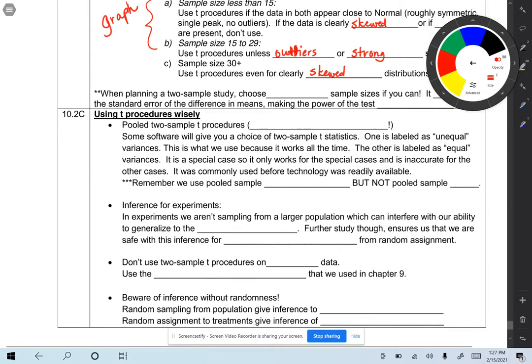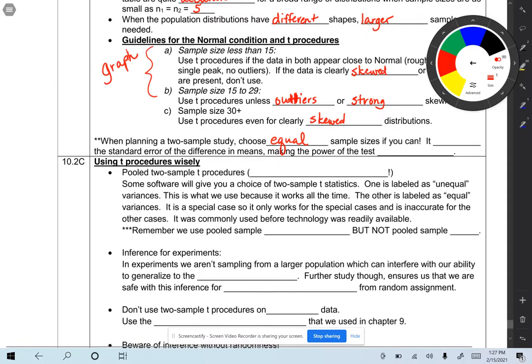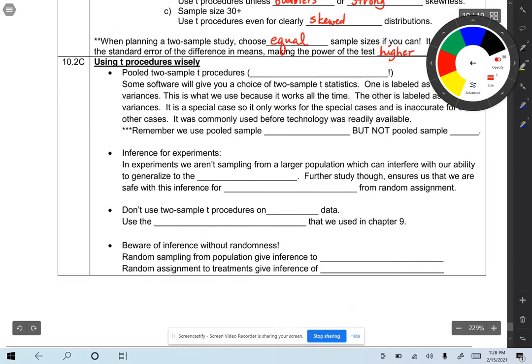When planning your own two-sample study, choose equal sample sizes if you can. It basically decreases the standard error of the difference in means, making the power of the test higher. And who knows when you'll get to do samples, or if you're going into any kind of research in your careers, this would come in handy.